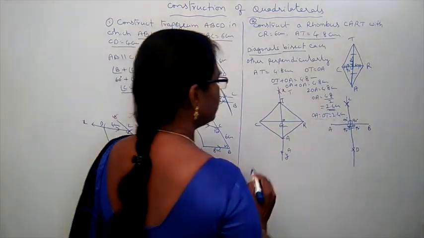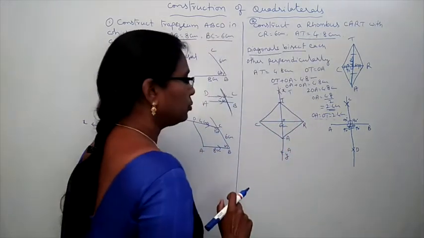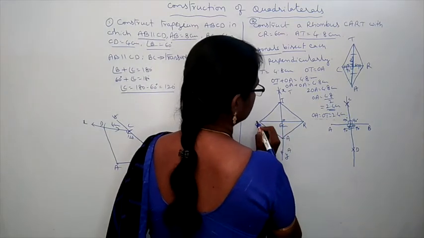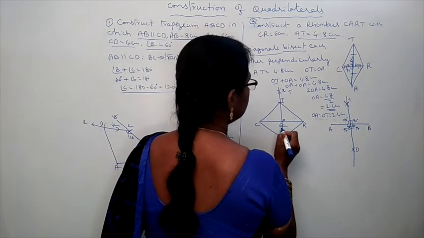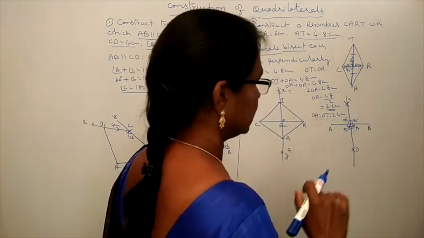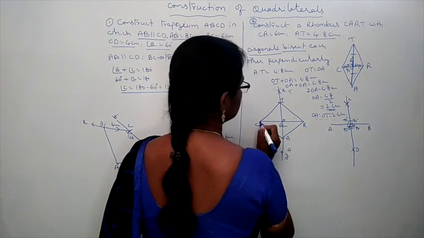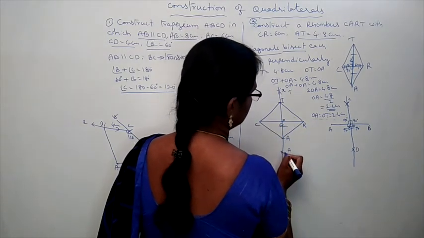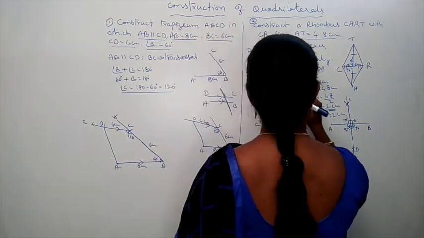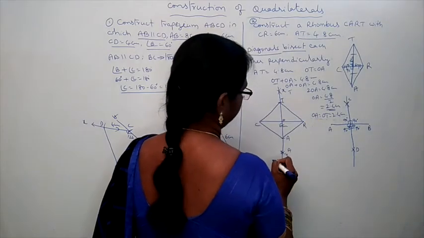Now first we have to draw CR 6 centimeter and its perpendicular bisector. How to draw the perpendicular bisector? You have to take more than half as radius. Suppose CR is 6, then you have to take above 3 centimeter and less than 6 centimeter. Then take C as center, on either side you have to draw the arcs. Next, with R as center, take the same radius and draw on either side arcs which cut the previous arcs at X and Y.